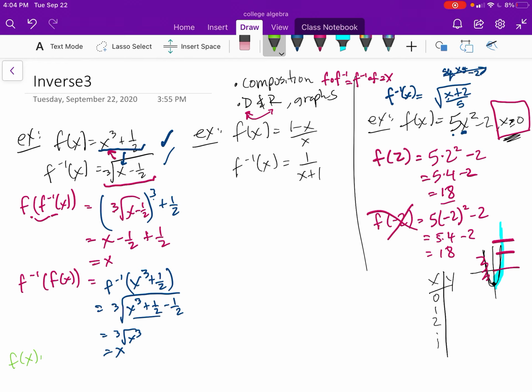F of x, its domain. The domain has no restrictions, right? It's a cubic. I could substitute any value in there. Negative infinity to infinity. Well, that means that's also the range for the inverse, right? The domain of f of x is the range for the inverse because I switch the x and the y.